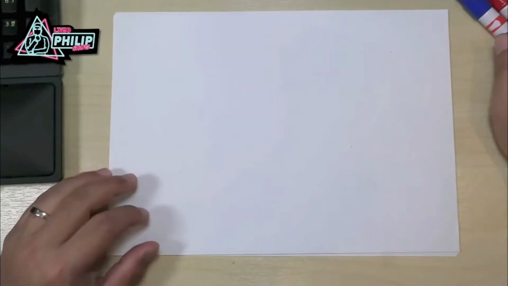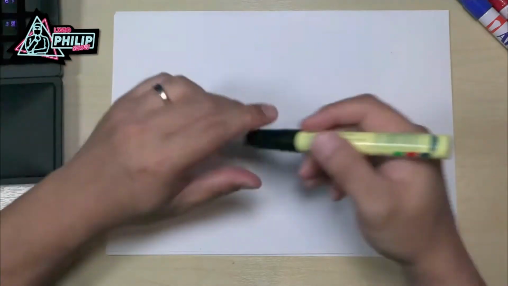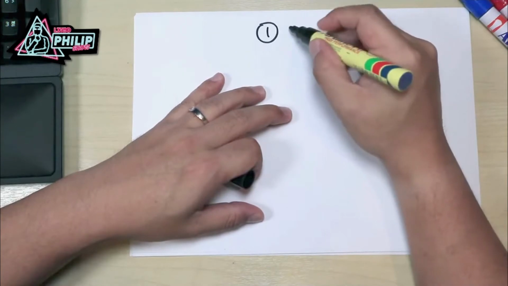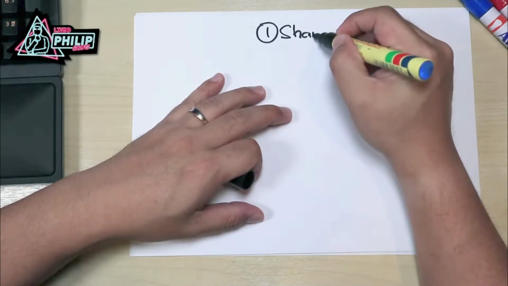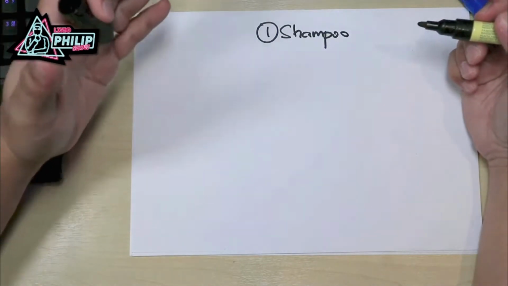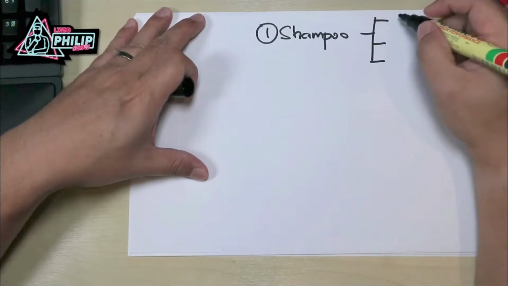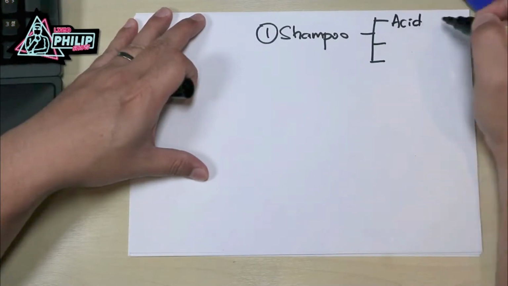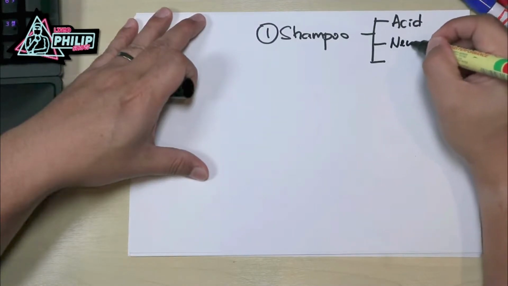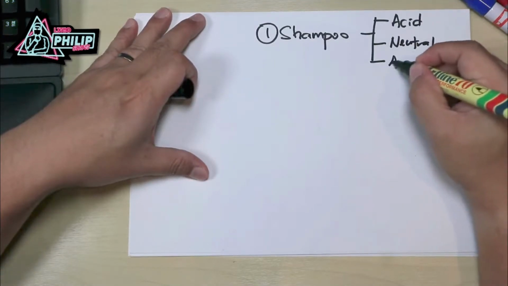Okay, hi all. The first thing I would like to share before we start to wash the car is that there are a few things we need to take note of. The first thing is the car shampoo. Do you know there are many types of car shampoo? We categorize them into 3 types. The first one is acidic shampoo. The second one is neutral shampoo, and the third is alkaline.